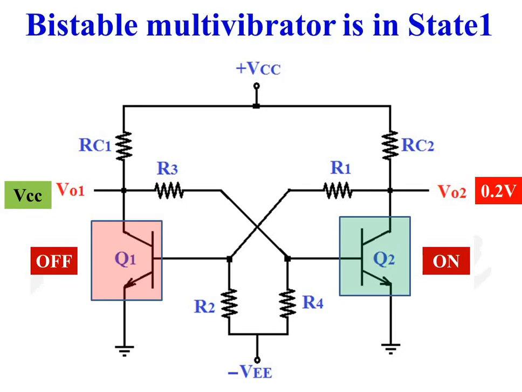We can say that the bistable multivibrator returned back to the state 1. And the bistable multivibrator will remain in this state as long as a negative trigger pulse is not applied to the base of the on transistor Q2.